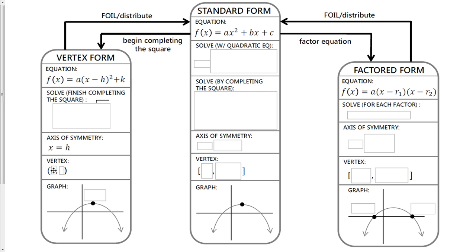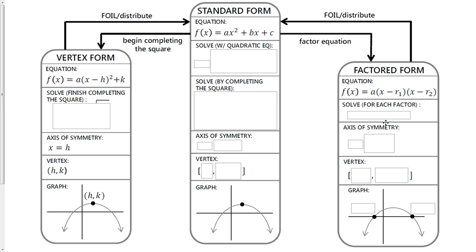Similarly with the vertex, it's going to be the point h, k, where k is that term that's outside the parentheses here. So vertex form is really, really handy when your goal is to find the vertex or to find the axis of symmetry. When you're solving, it can be a little bit tricky, so we'll leave that for later.